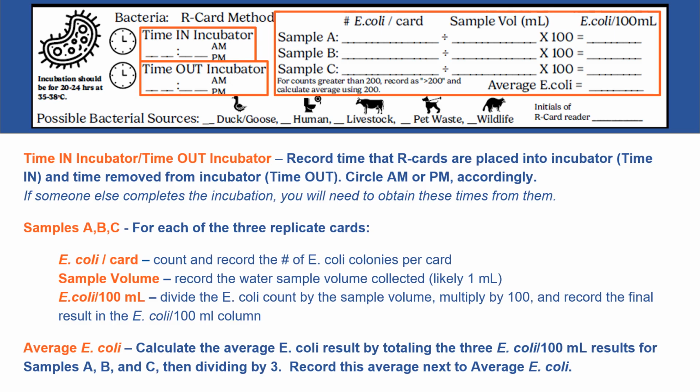Then you'll calculate the average of these 3 results by totaling them and dividing by 3. You will record this average on the card where noted.